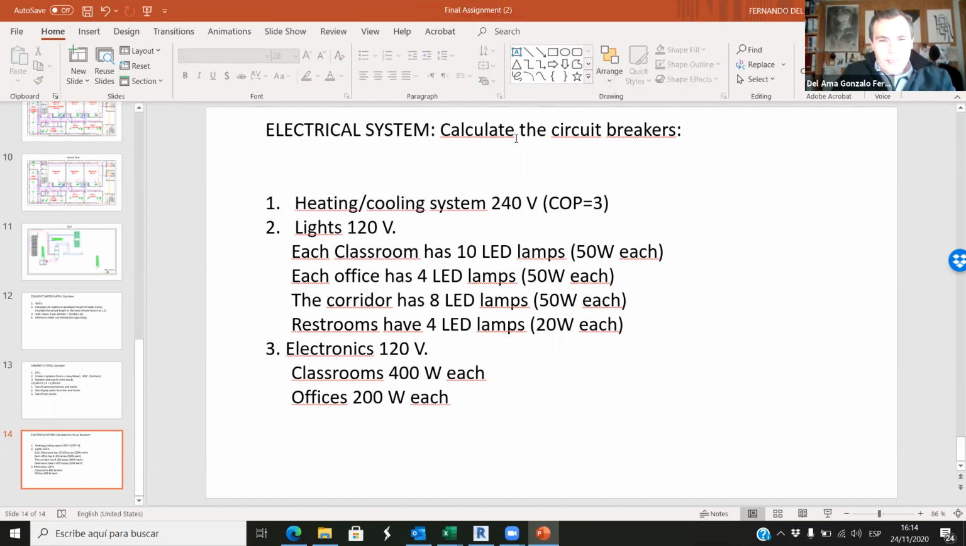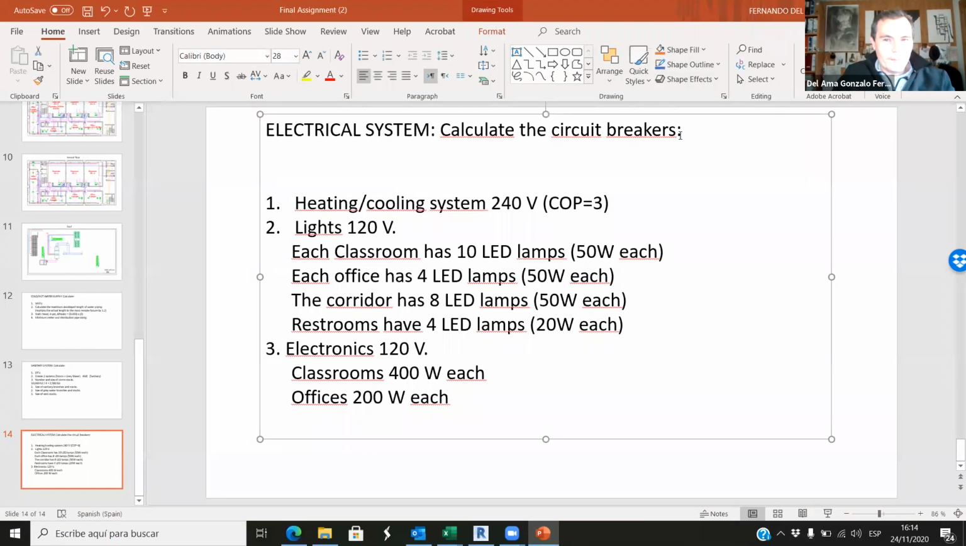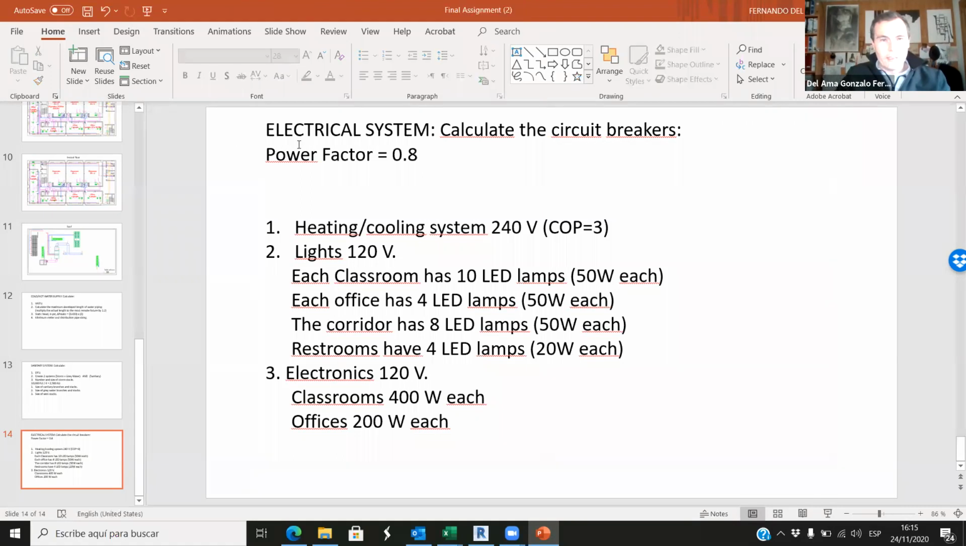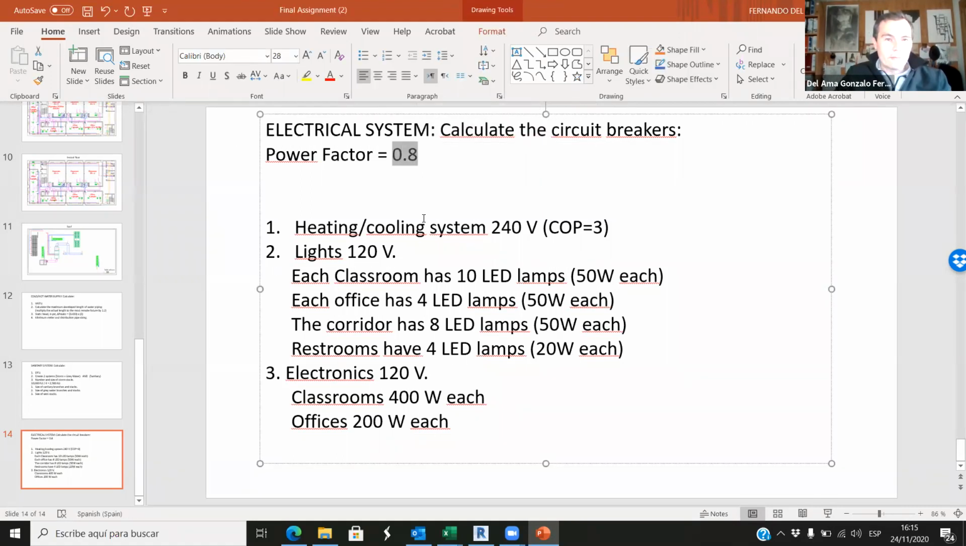Another thing, if we don't specify anything, if we have this electrical system, we need another parameter to calculate this, which is the power factor. So if we are not specifying anything, we can say that the power factor is 0.8. This is a usual power factor. 0.9 is better. 1 is the best, but it's quite difficult. But everything above 0.8 is acceptable. So if we don't specify anything, we can always take the power factor as 0.8.